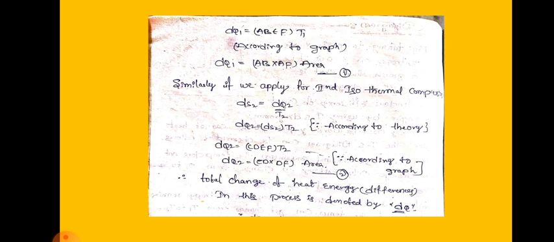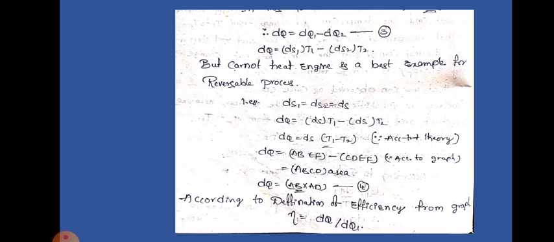Similarly, if we apply it for the second isothermal compression, dS2 is equal to dQ2 by T2. Therefore dQ2 is equal to dS2 T2 according to theory. According to the graph, dQ2 is equal to CDEF into T2, that is dQ2 is equal to CD into DF area. This is equation number 2. The total change of heat energy in this process is denoted by dQ, that is dQ is equal to dQ1 minus dQ2. This is equation number 3.